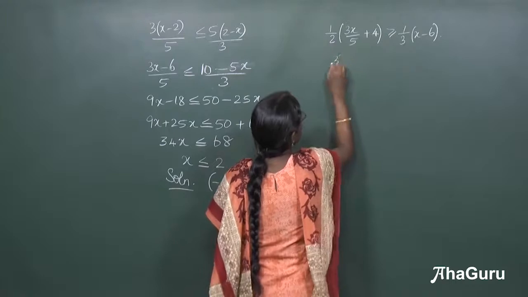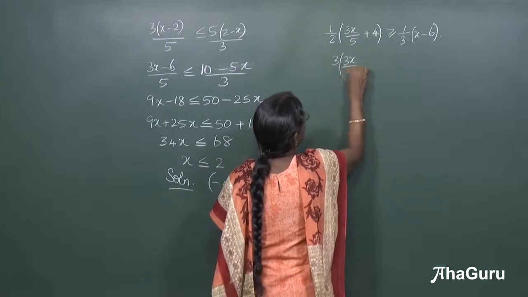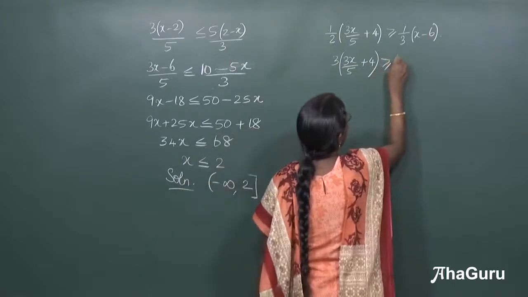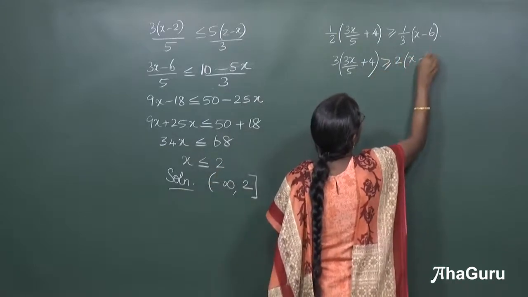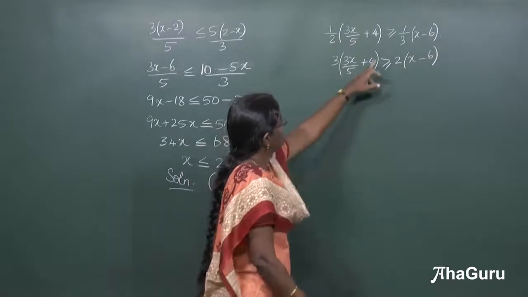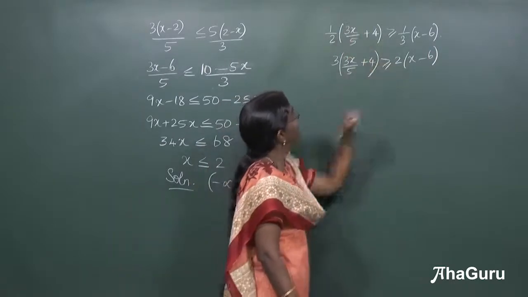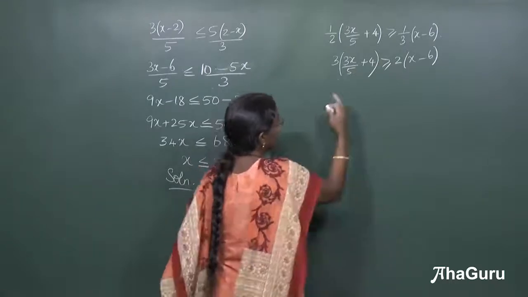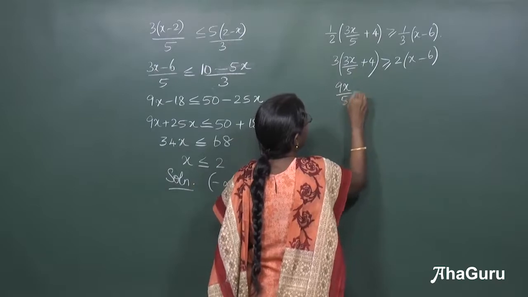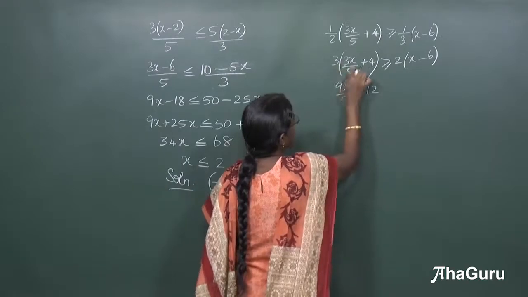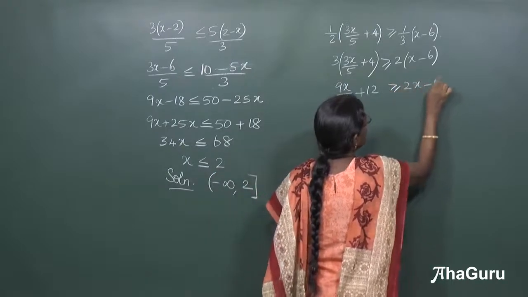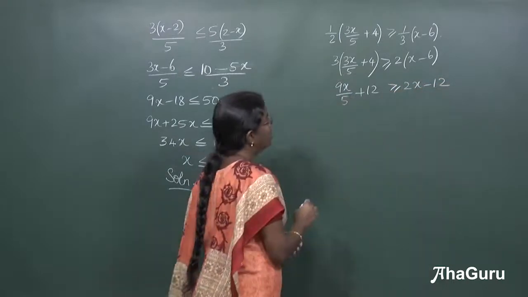So you get 3 times 3x by 5 plus 4. This will be greater than or equal to 2 into x minus 6. 3 I bring it this side, 2 I take it to the other side. Inequality definitely is not going to change. So what do I get? 9x by 5 plus 12 greater than or equal to 2x minus 12.